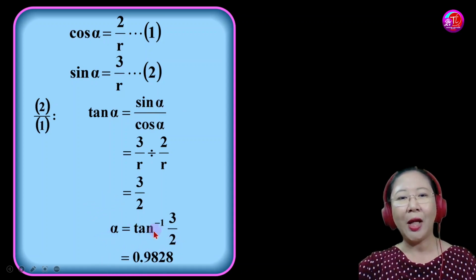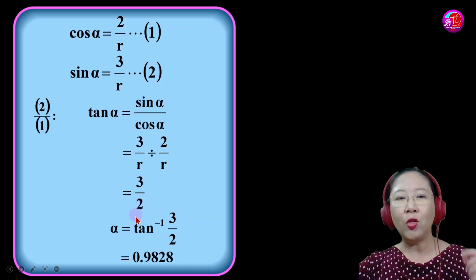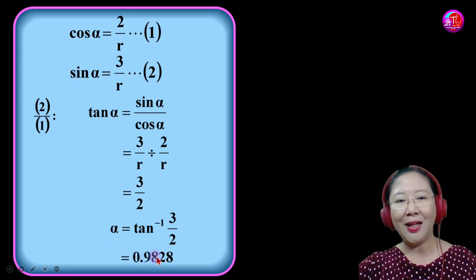So you can omit this one. If you feel that, teacher, I don't want to waste time to write this, it's okay. But as long as you get tangent alpha equals 3 over 2, that is a must. You must write tangent alpha equals 3 over 2. And then you press the calculator and write alpha equals 0.9828 to 4 significant figures.